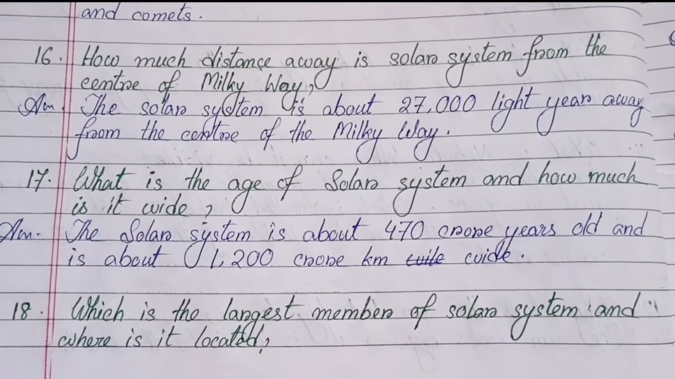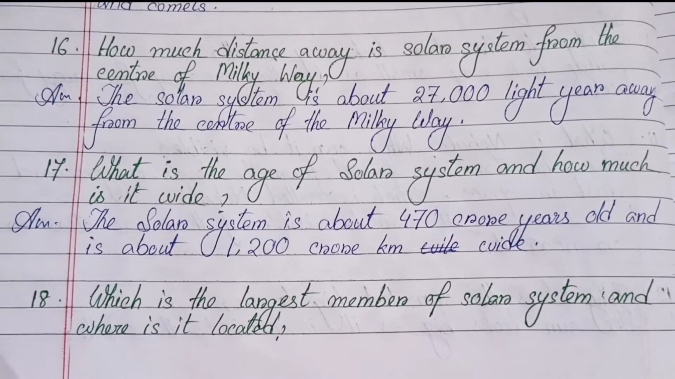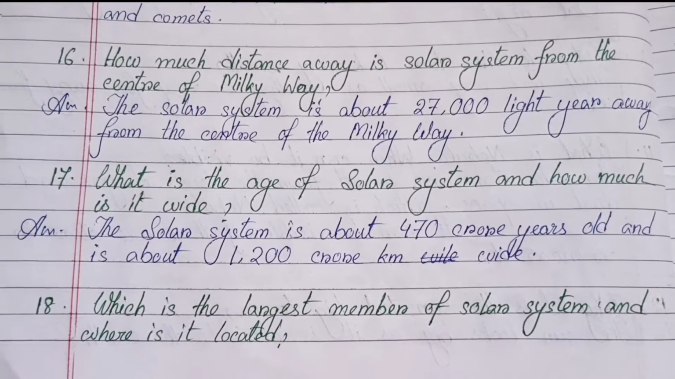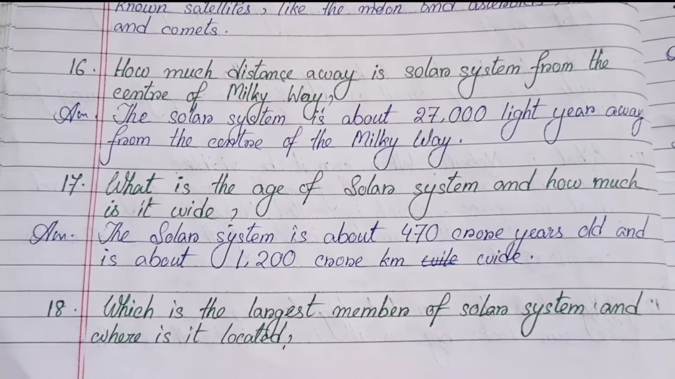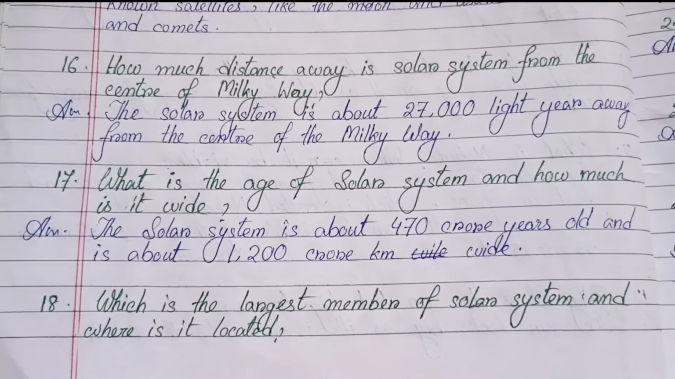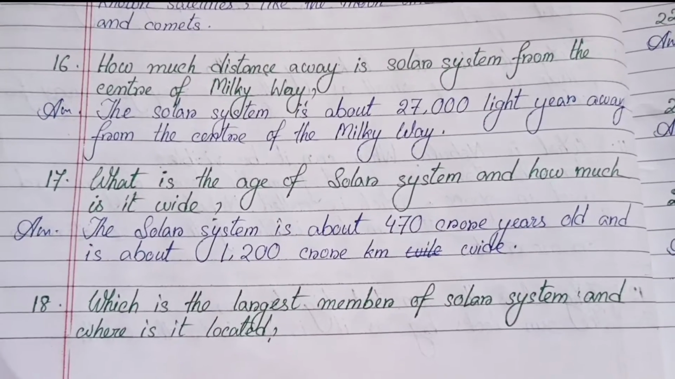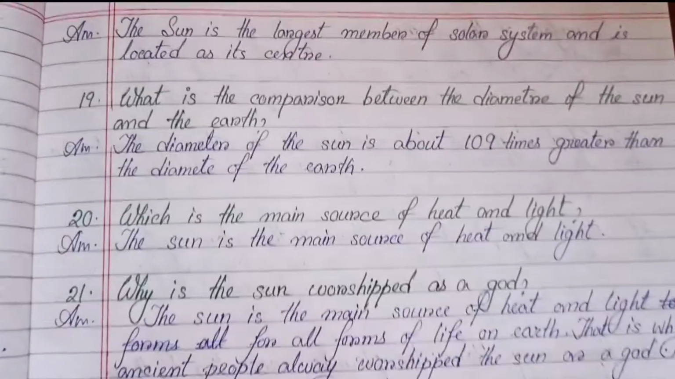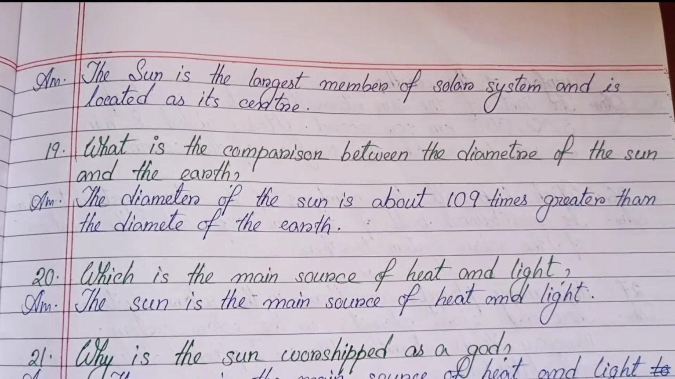Number 17. What is the age of the solar system and how wide is it? The solar system is about 470 crore years old and is about 1,200 crore kilometer wide. Number 18. Which is the largest member of solar system and where is it located? The sun is the largest member of solar system and is located at its center.